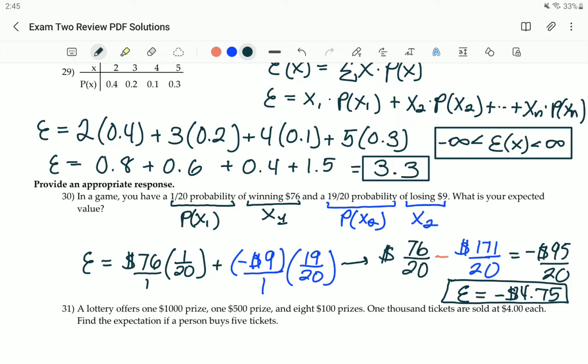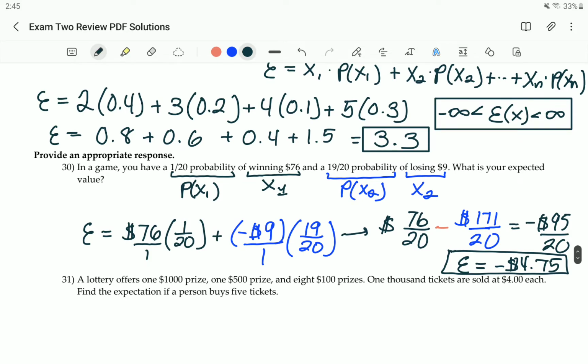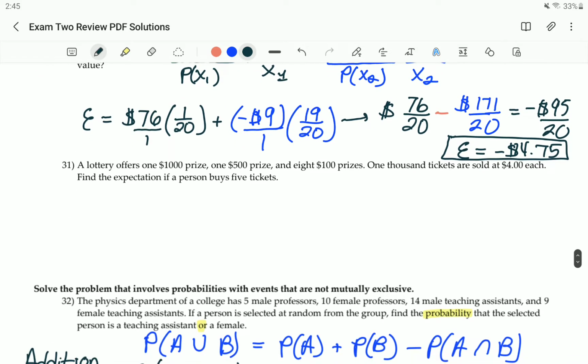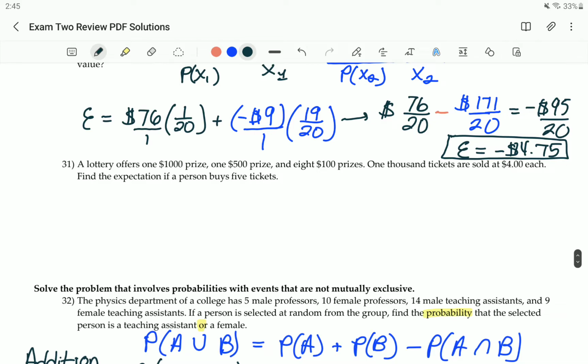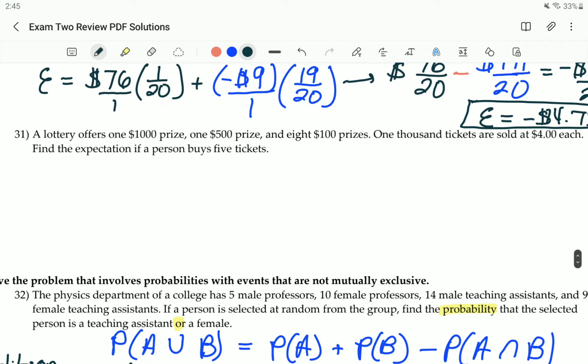All right. So easy expected value, medium expected value. Let's do a hard expected value question. And as you know, I don't do my questions in order when I make the videos. It says for number 31, a lottery offers one $1,000 prize, one $500 prize, and 8 $100 prizes. 1,000 tickets are sold at $4 each. Find the expectation if a person buys 5 tickets.